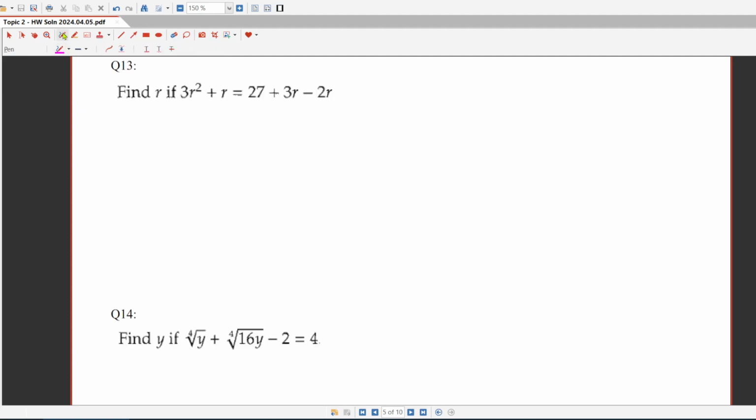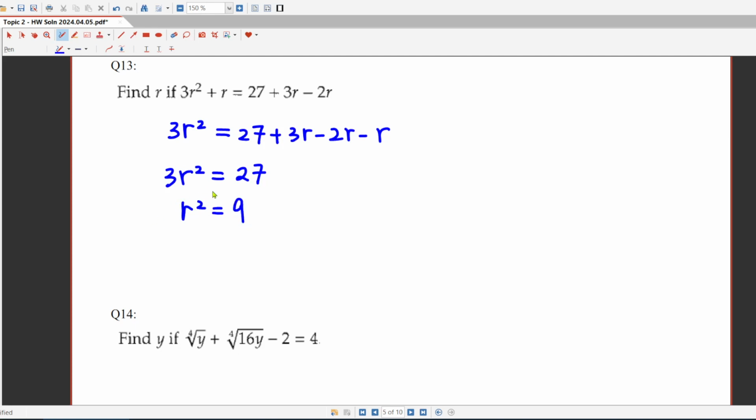Okay, again, this time you are given an equation 3r squared plus r equals the right side, which is 27 plus 3r minus 2r. Okay, again, first of all, you need to simplify this equation by combining the like terms. 3r squared cannot be cancelled with anything else, so just copy that here, and we can move r to the right side. That becomes negative r, right? So 27 plus 3r minus 2r minus r. So this gives us 3r squared equals 27, and r squared equals 9, right?